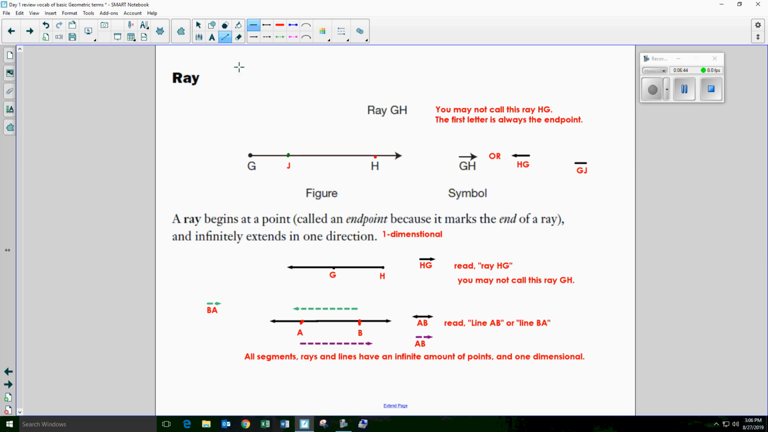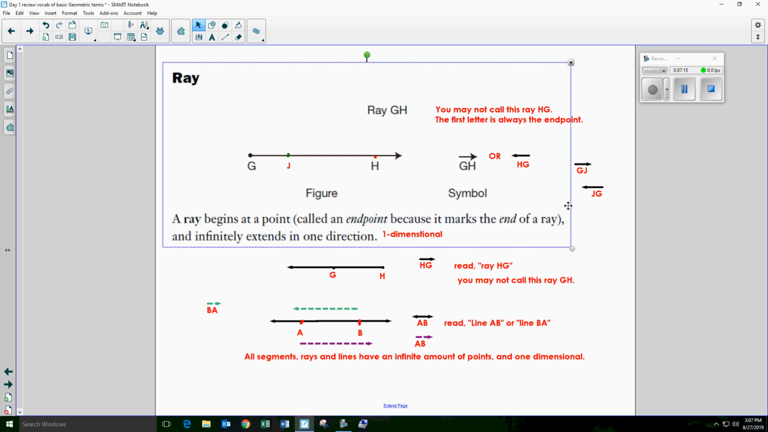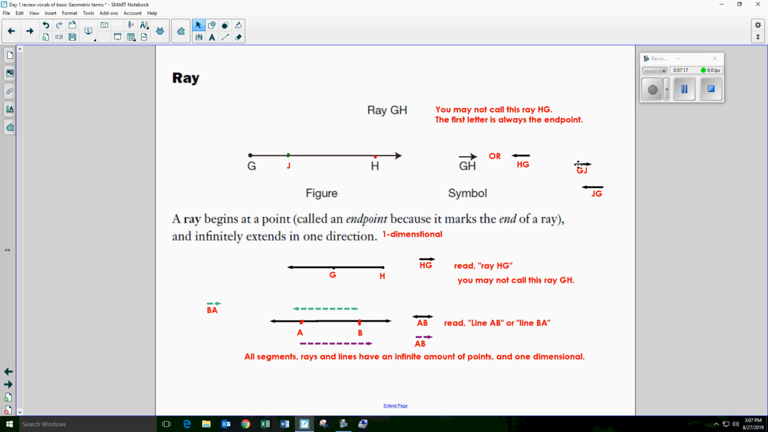Oops, that's a segment. Change it to a ray. Right there, ray. Or I could have made a ray go the other direction. And again, the endpoint has to be over here, and then it's going through J. So we write it as JG, but again, like I said, you pronounce it ray GJ. So all of these are the exact same ray right here.